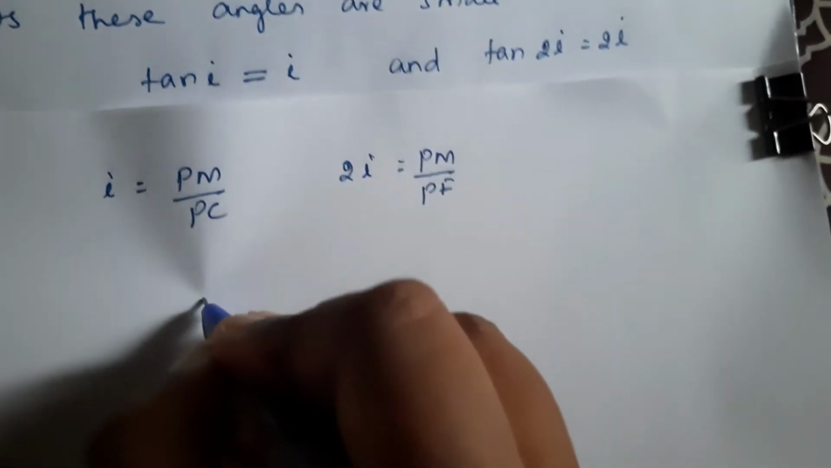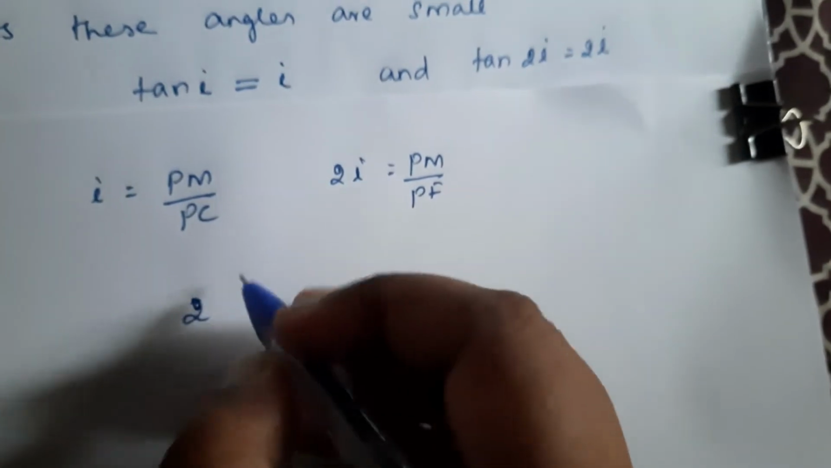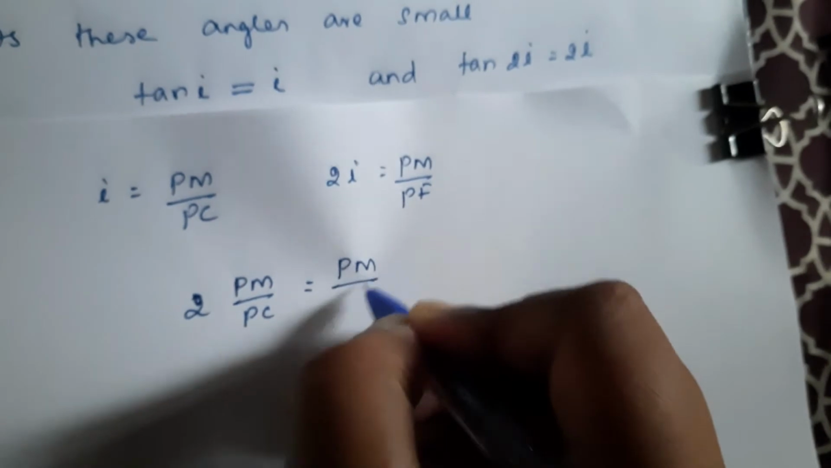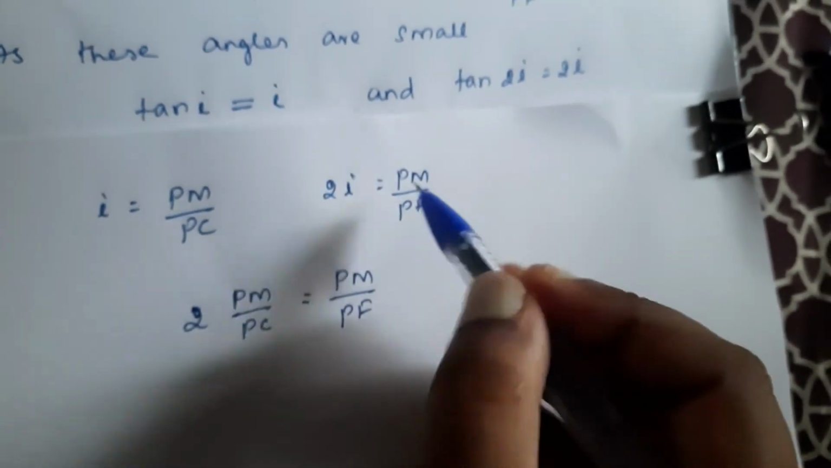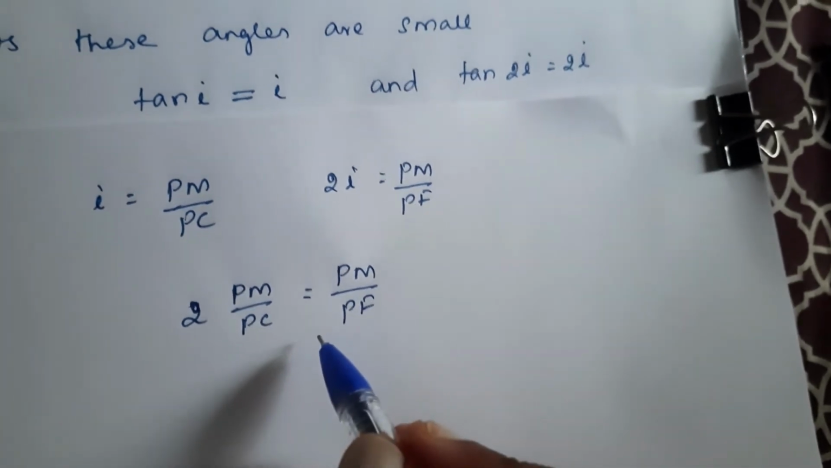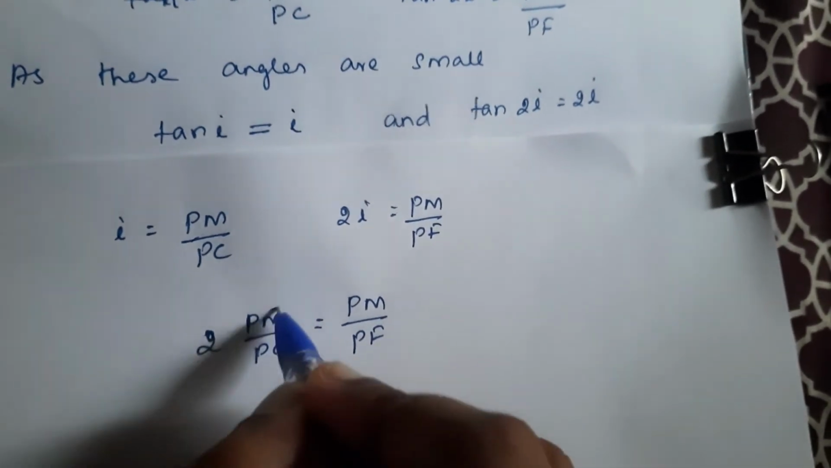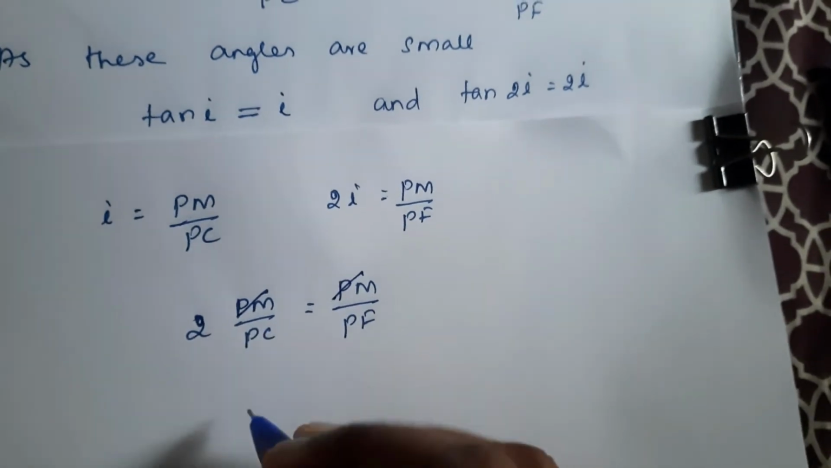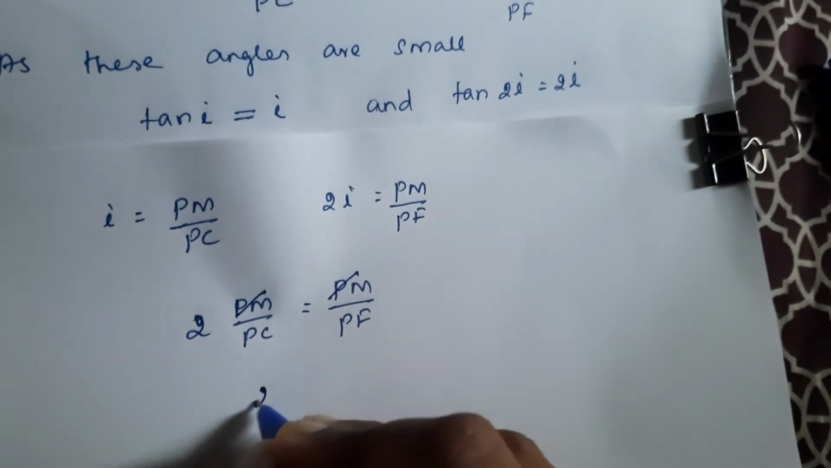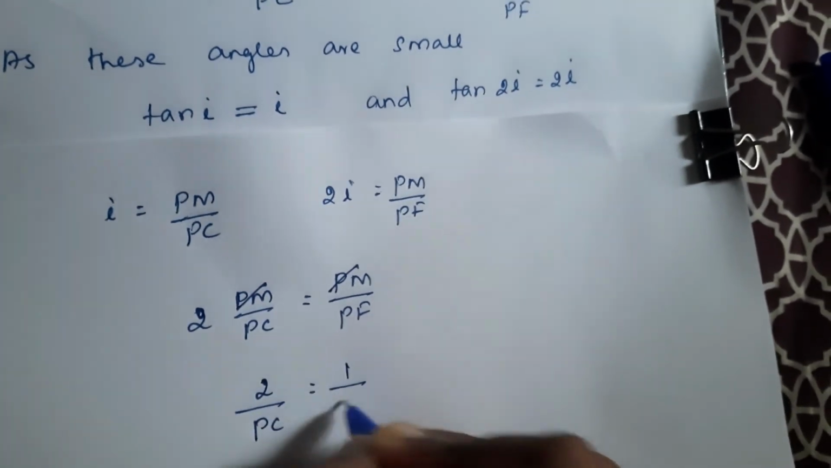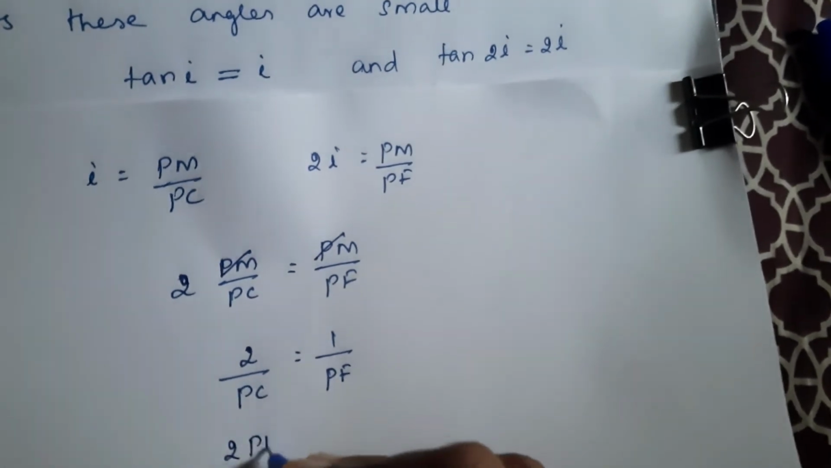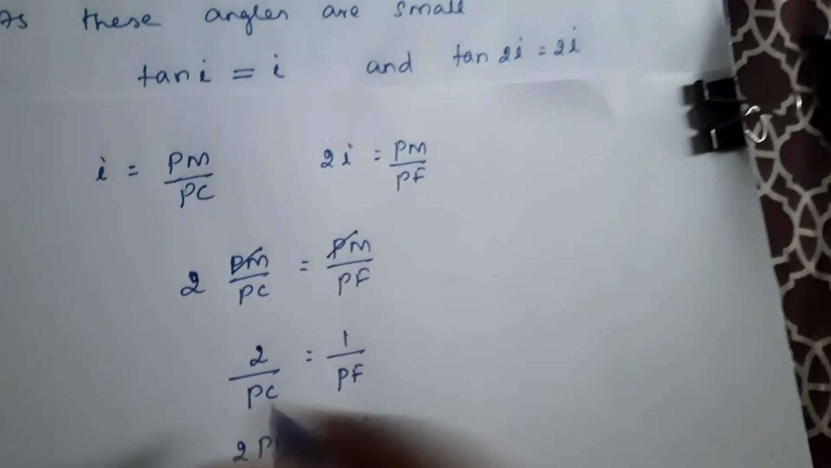So, in this equation, I am substituting the value of I. 2 into PM by PC is equal to PM by PF. Now PM and PM get cancelled. So we cross multiply here. 2 by PC is equal to 1 by PF. So we get 2 PF is equal to PC.